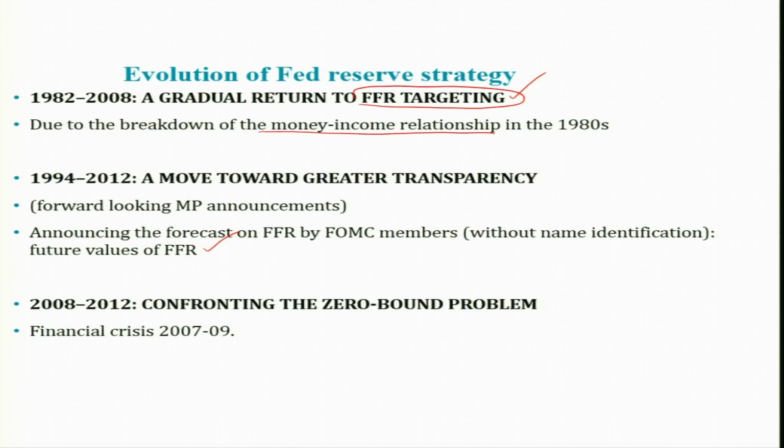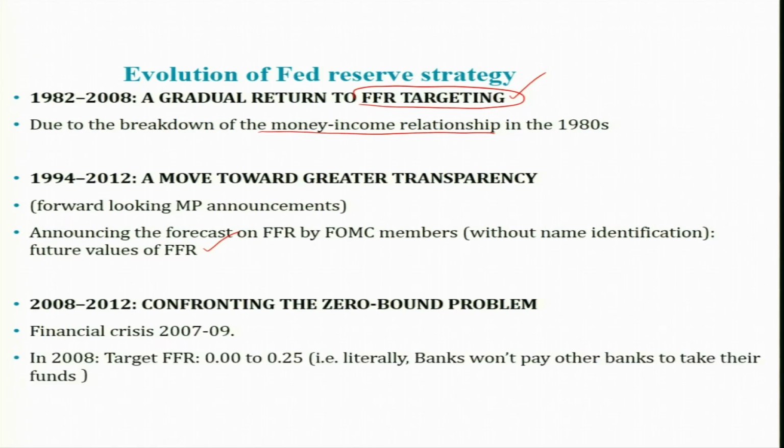So, by the summer of 2008, in an effort to reverse the economic downturn, the central bank had reduced the Fed fund rate essentially to zero. That means between 0 to 0.25. Literally, it means that the short term interest rate is at the very bottom. Literally banks won't pay other banks to take their funds, right. So, this is the zero bound problem. That means 0 is the effective lower bound for the federal fund rate or any other nominal interest rate.